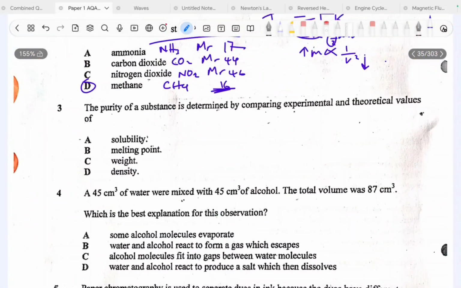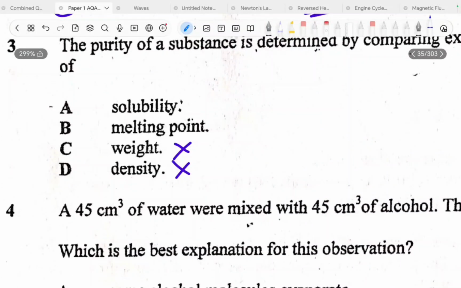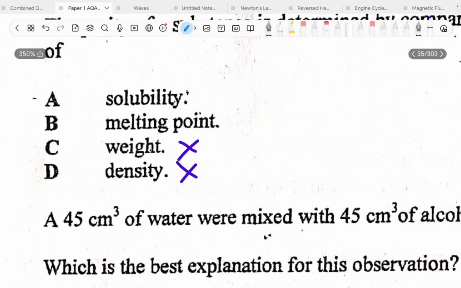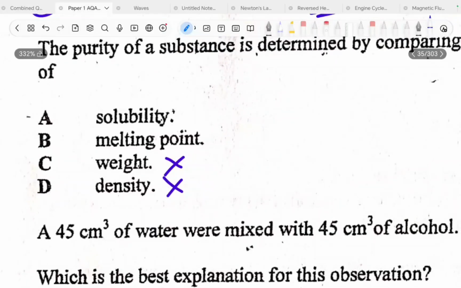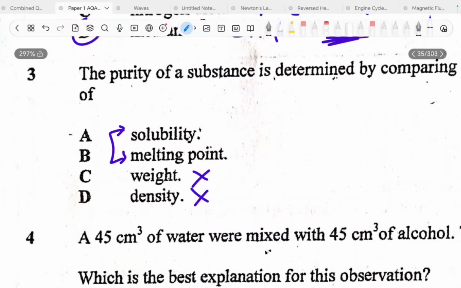Question 3. Purity of a substance is determined by comparing the experimental and theoretical values of... It can be density. It can be weight, because you can easily measure the weight. It doesn't identify anything. Density is a property of a material, but when there's something inside, you can measure the density of a mixture. Then the two answers are melting point and solubility. But since this is multiple choice, there's something that is more correct and less correct.